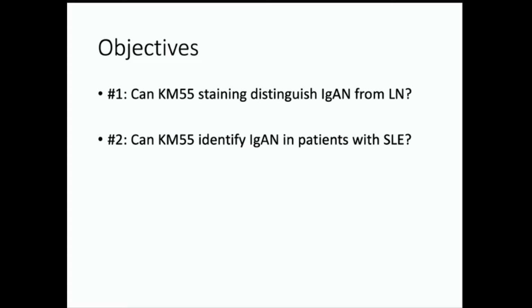So then our questions, or what we are trying to study, is can KM55 staining distinguish IgA nephropathy from lupus nephritis? So that's the first question we ask. If it can, then the next step is for patients with lupus, can we identify IgA nephropathy in patients with lupus? Okay.